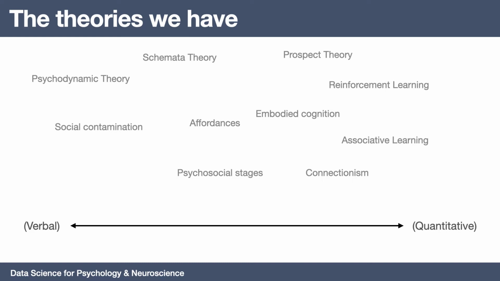Now, most theories sit somewhere in the middle. There's very few pure quantitative theories and very few pure verbal theories. But this shows the range of types of theories that are used in our field in order to build predictions and explanations of behavior and neural systems.